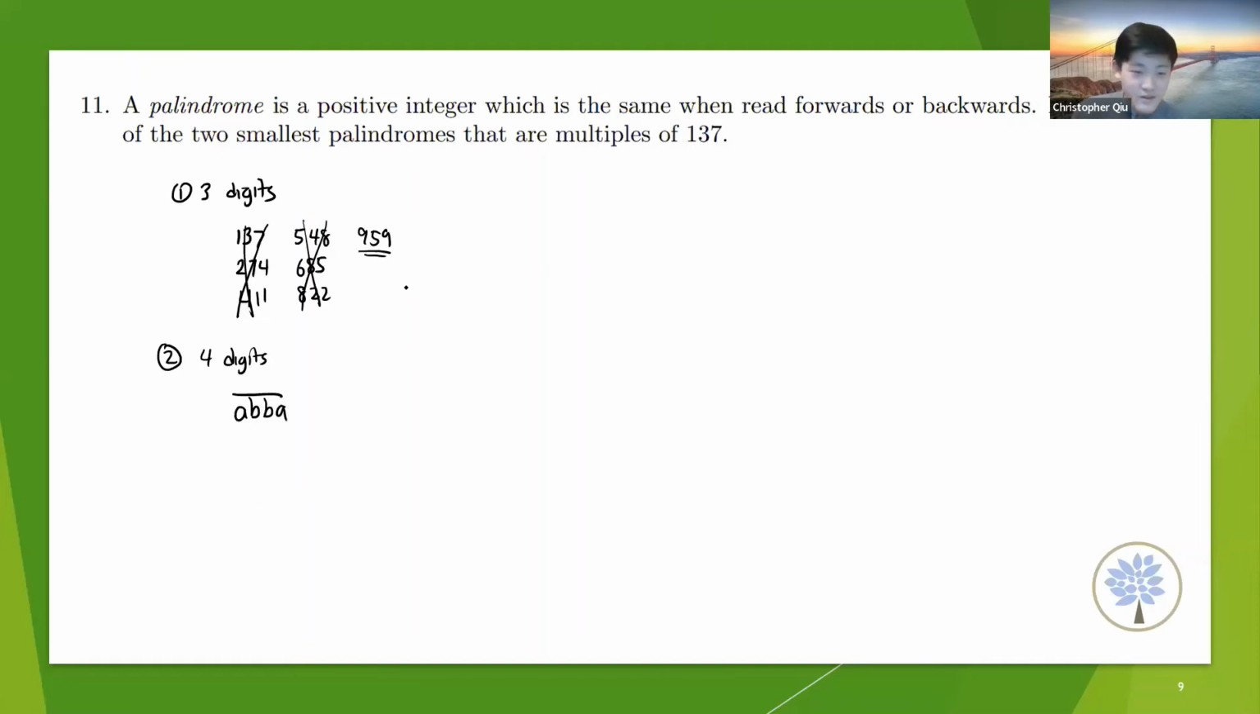Good observation, rather. So what can we notice about this number ABBA?